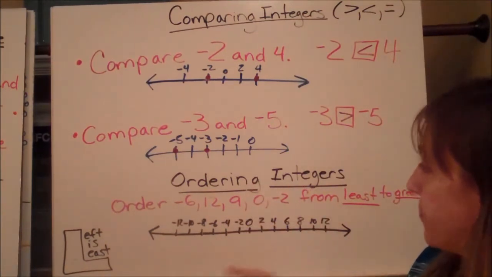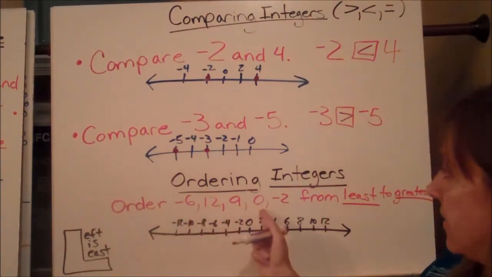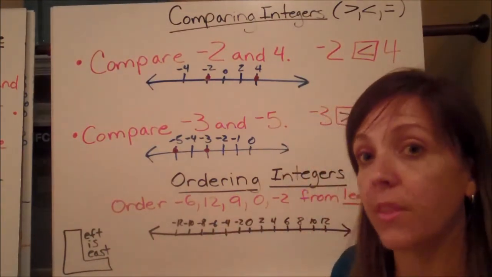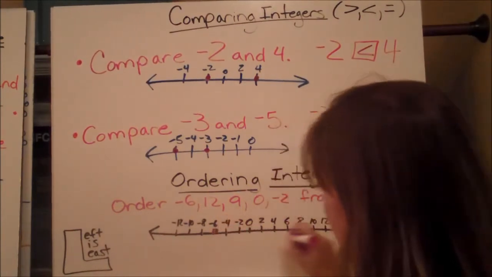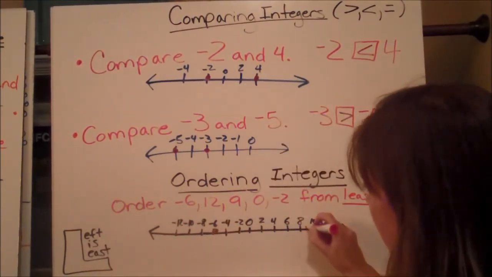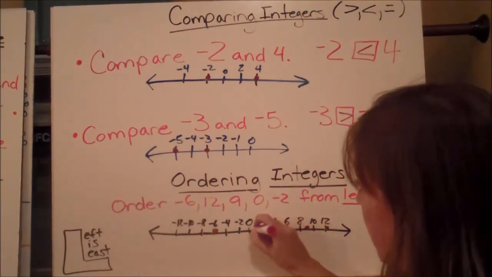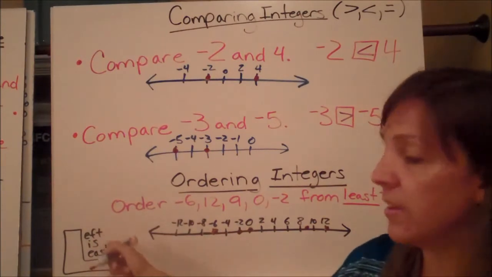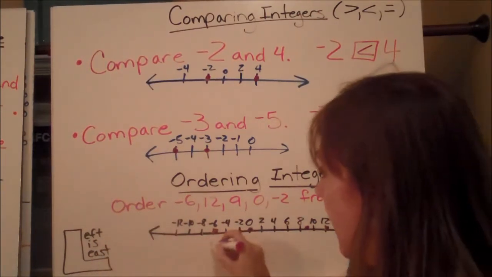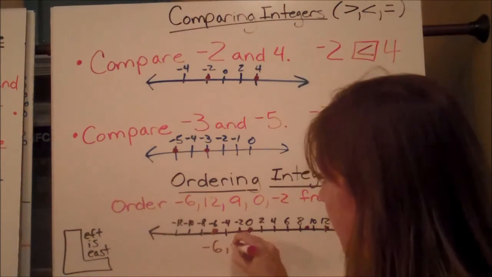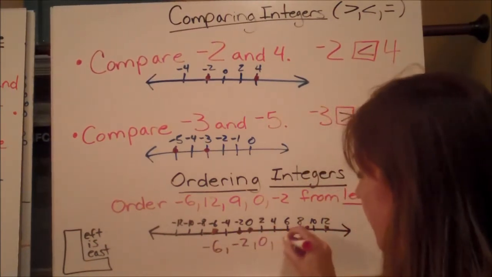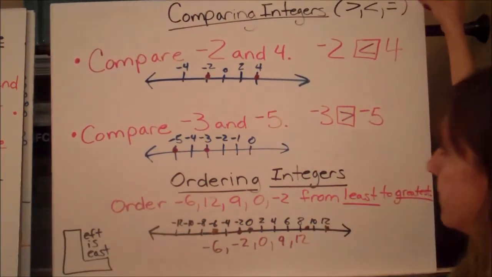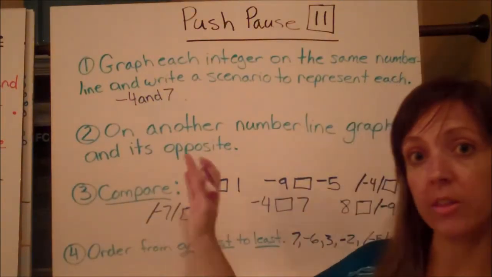Ordering integers. Order negative 6, 12, 9, 0, and negative 2 from least to greatest. I'm first going to graph these on the number line. Negative 6, 12, 9 comes between 8 and 10, 0, negative 2. From least to greatest, left is least. I've got to keep this in mind. And I say negative 6 is first, negative 2, 0, 9, and 12. At this point I would like for you to push pause and go ahead and try these out.